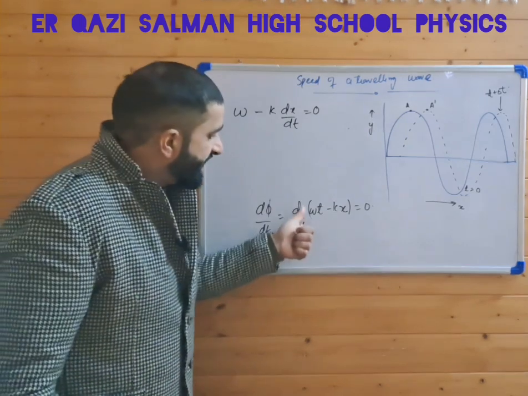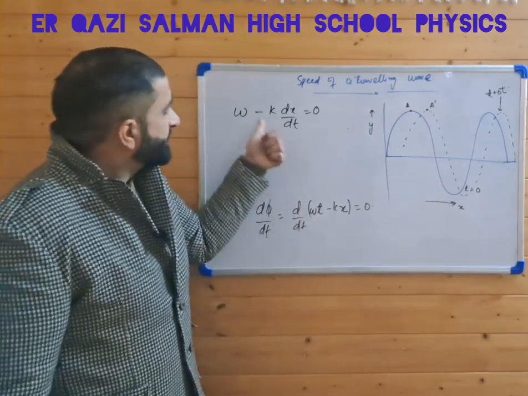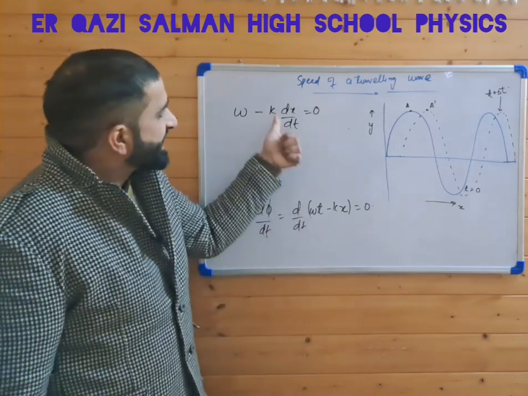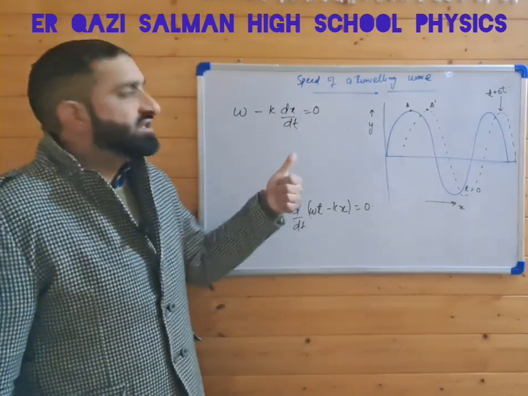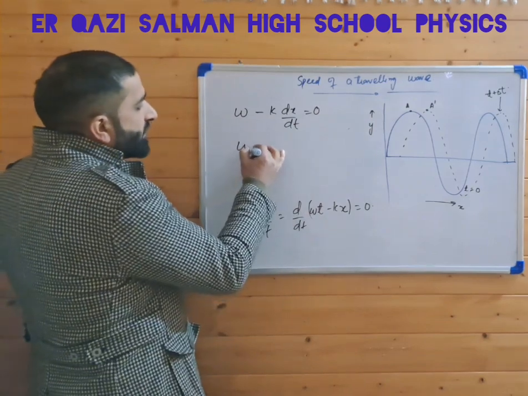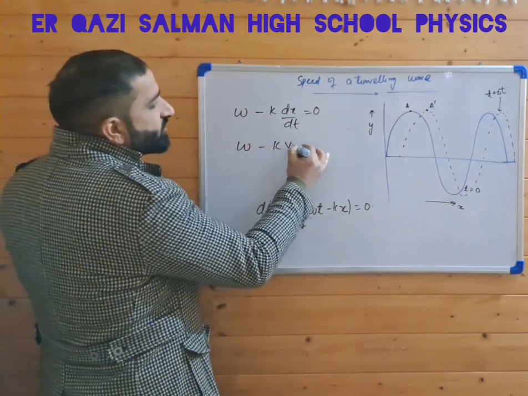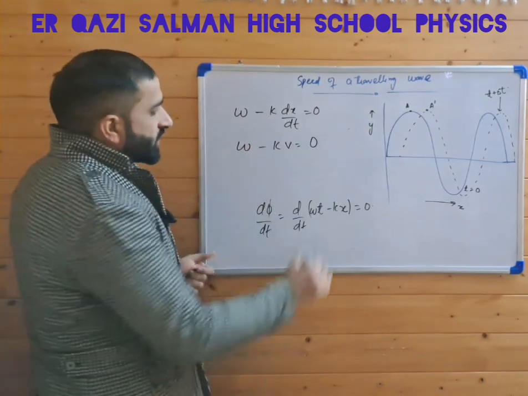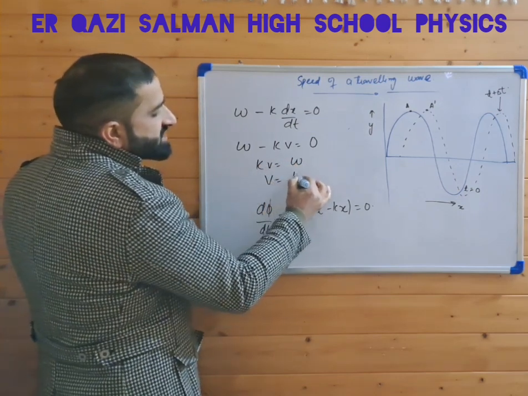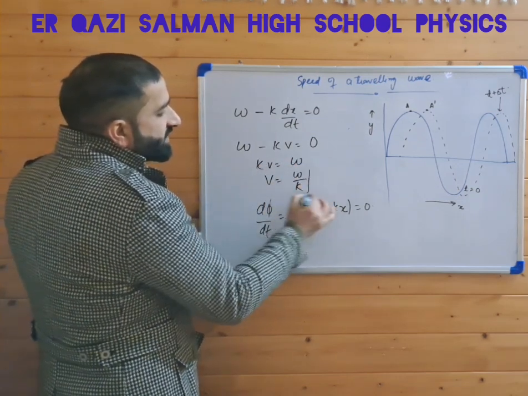Simple differentiation. Differentiation of omega t with respect to time gives us omega. Differentiation of kx with respect to time gives us k dx by dt. As already shown, dx by dt is the velocity of the traveling wave. So omega minus k into v is equal to 0. That means kv is equal to omega. So velocity is equal to omega divided by k.